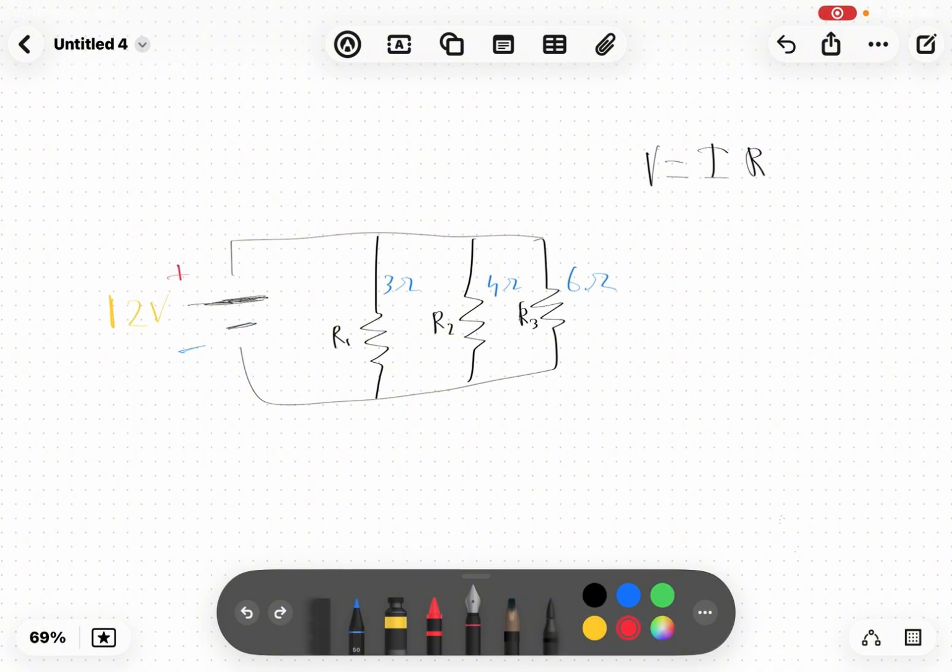So what we're able to do is I equals V over R. I've said this many times, but you have to know this yourself. It's rearranging formulas, basic knowledge, guys.